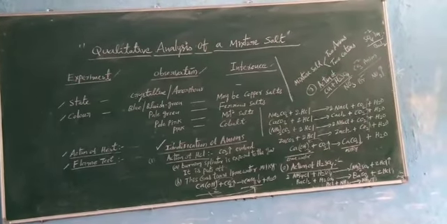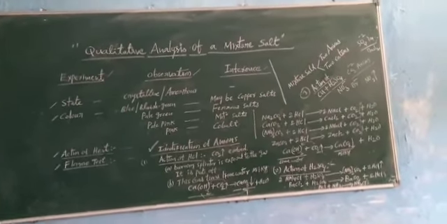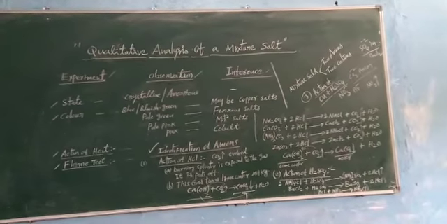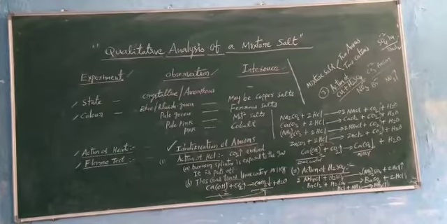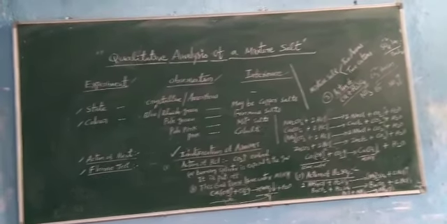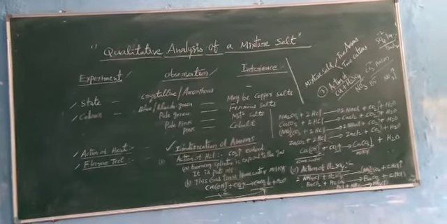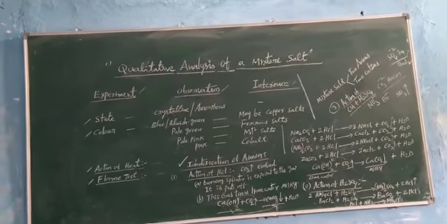Then next reaction, test with neutral ferric chloride. Sodium carbonate extract is neutralized with diluted HCl and then neutral ferric chloride solution is added. Red colorization is obtained. It indicates the confirmation of acetate ion.